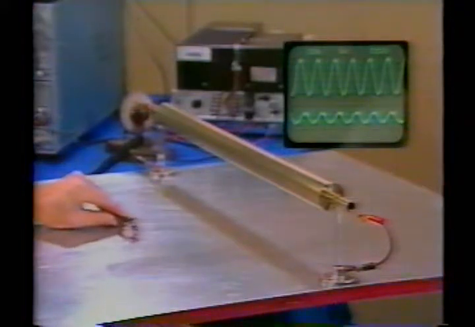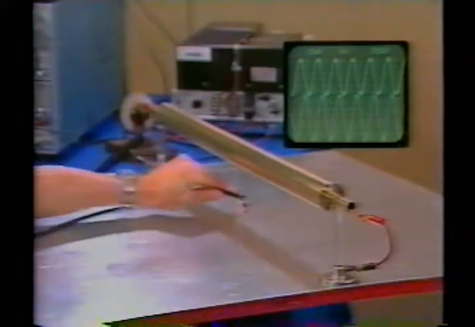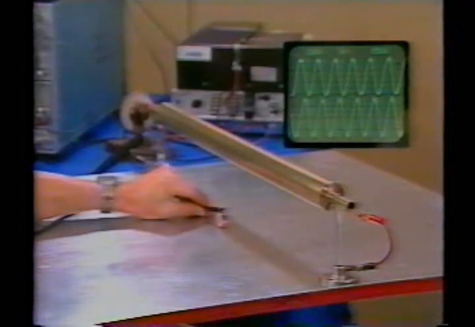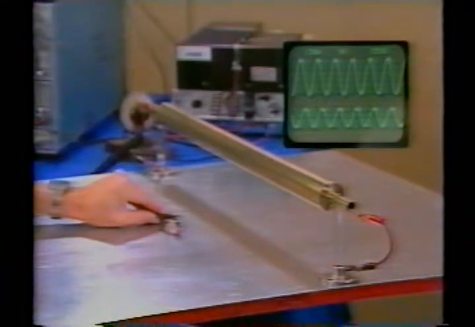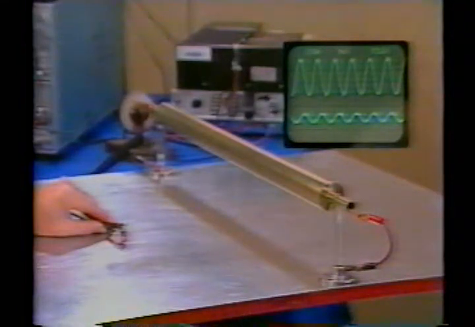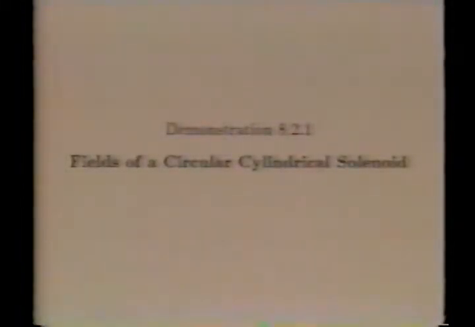The fields of a circular cylindrical solenoid can be found using the Biot-Savart law. If these plane parallel plates were of infinite extent, an applied voltage would give an electric field that is uniform. What this plane parallel capacitor is to electric fields, an infinitely long solenoid is to magnetic fields. That is, if this solenoid were infinitely long, a current in the winding would produce a magnetic field intensity that is essentially uniform inside and equal to the surface current density. Outside, the field would be essentially zero.